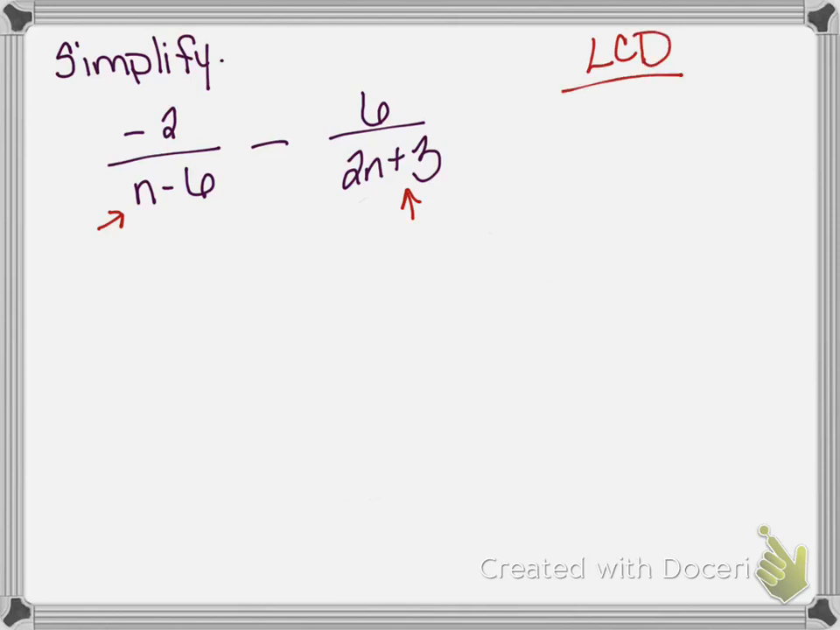N minus 6 is a binomial, so it functions as a unit, n minus 6. That's part of my LCD. My second fraction has 2n plus 3. That's not represented at all in the n minus 6, so I have to write down that binomial as well, 2n plus 3.